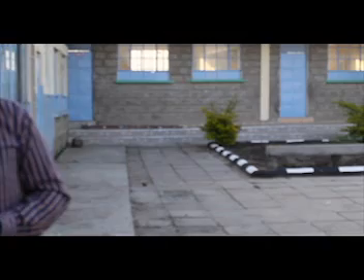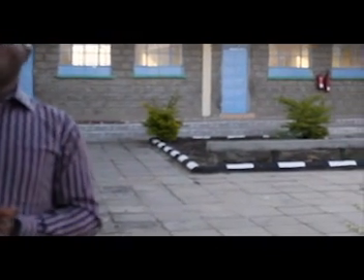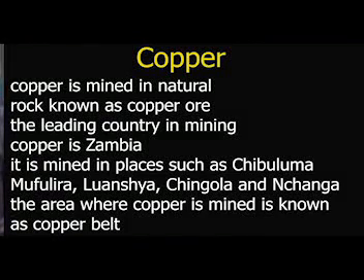My dear pupils, now allow me to talk about copper. Copper, the natural rock from which copper is mined is known as copper ore. And the leading country in production of copper is Zambia. In Zambia, copper is mined at places such as Chibuluma, Mufulira, Luanshya, Chingola, and we have a place called Changa. The area where copper is mined is known as the copper triangle.